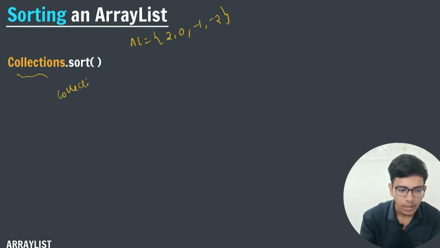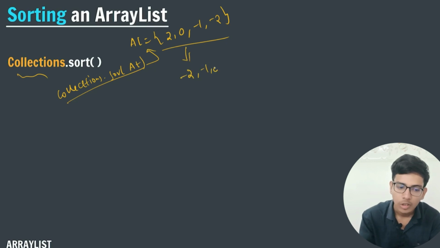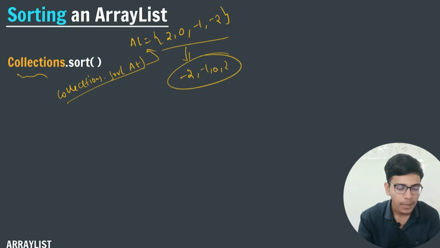Collections.sort and we will write just AL. That's all. So this method will sort the given array and the output will be -2, -1, 0, 2. So this is how sorting will work for a given array list. So we will write Collections.sort, and in the parentheses we'll write the array list name. By writing the array list name we can sort the given elements using inbuilt functions.